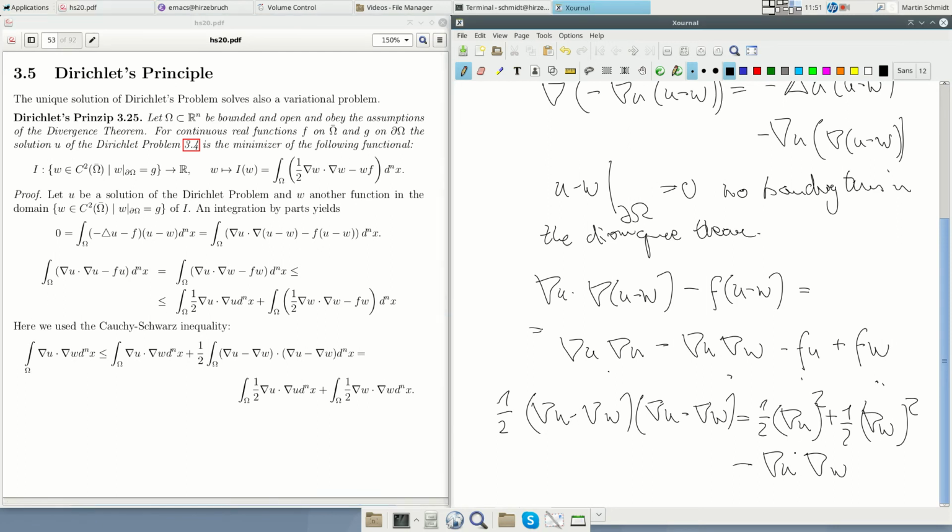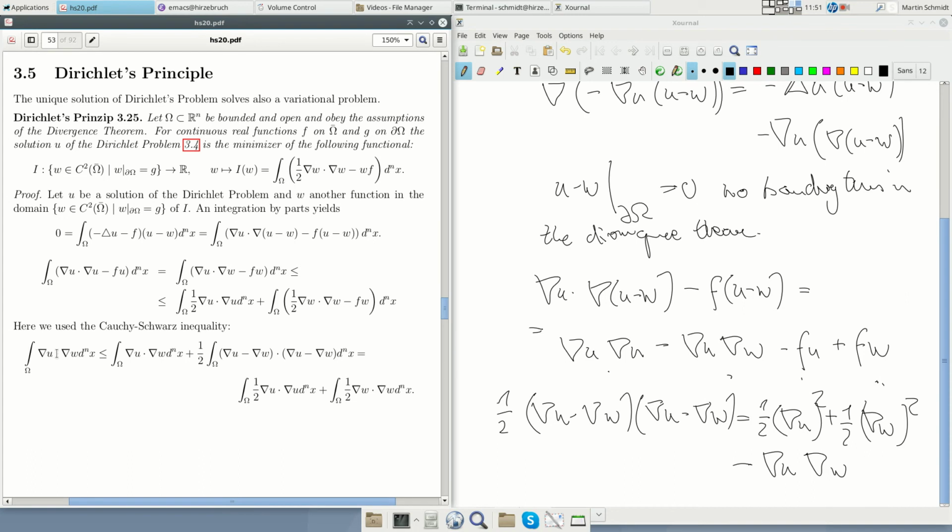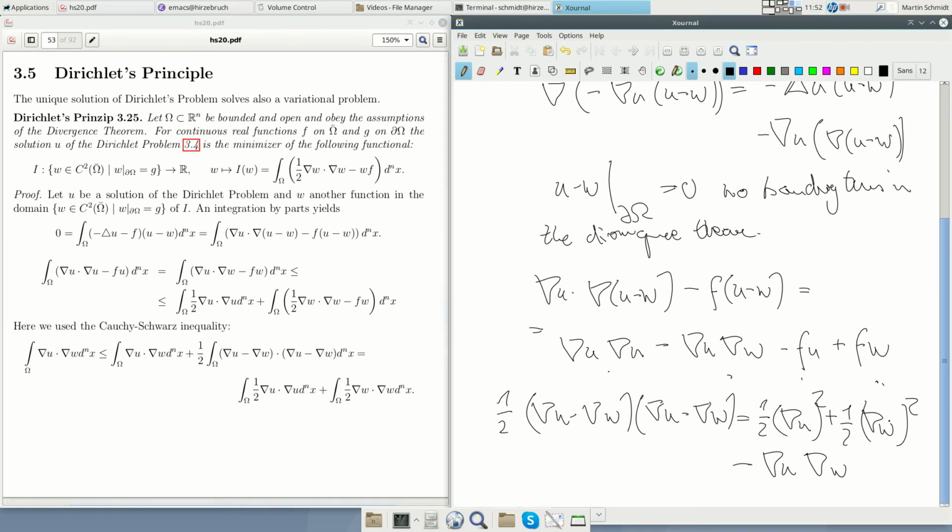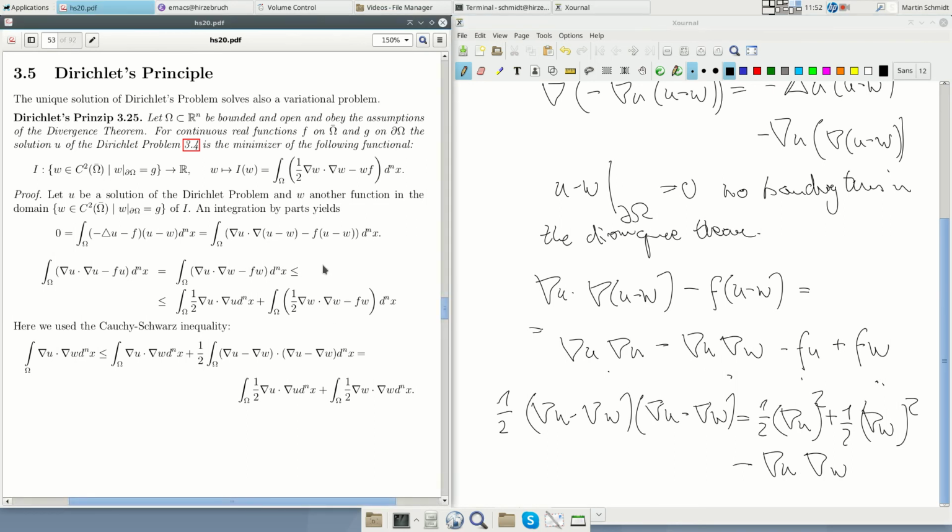If we insert this, then you see this term cancels with this term, and it just remains these two terms here. So we have that this term is smaller or equal to the sum of these two terms. Now if we insert this here, this is exactly this term. The second term we have here again, and then we write it in this form. So this term we add with this term.